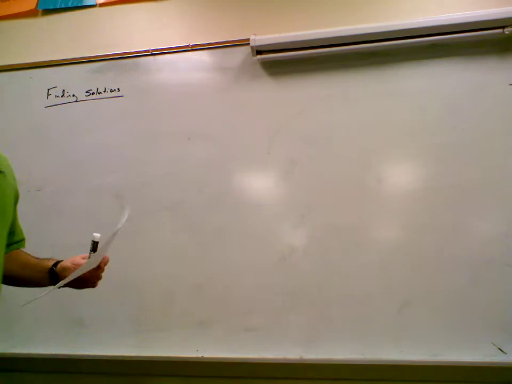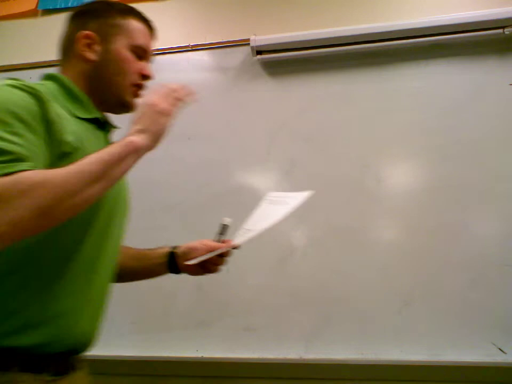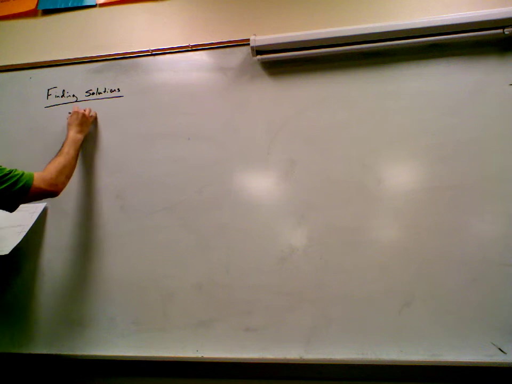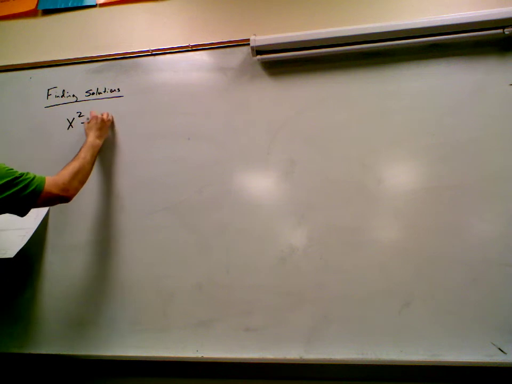Now, for this part, there's a little graph to the right. The graph, I'll show you in a second why it's important. But we're going to try to find solutions by factoring. So it says finding solutions using factoring to solve for x. Right? So the equation we have is x squared plus 1 equals 4.